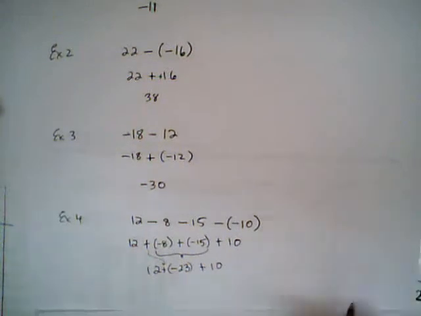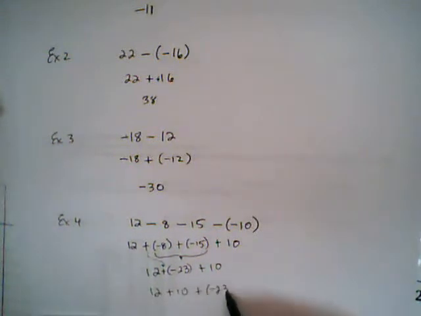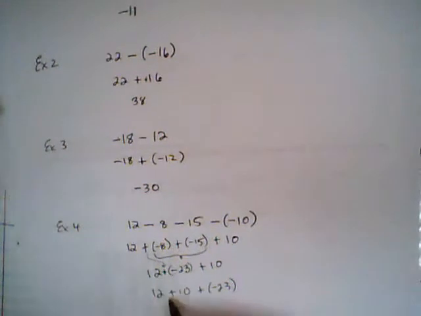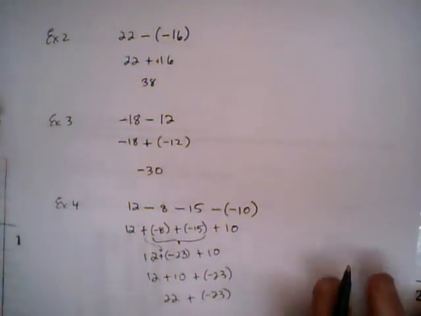Now, rather than do two subtractions, I'm going to put the 12 and the 10 together. In other words, this is 12 plus 10 plus a negative 23. Although I can do this in any order I want, I choose to do the numbers with the same signs first. So this is 22 plus a negative 23.